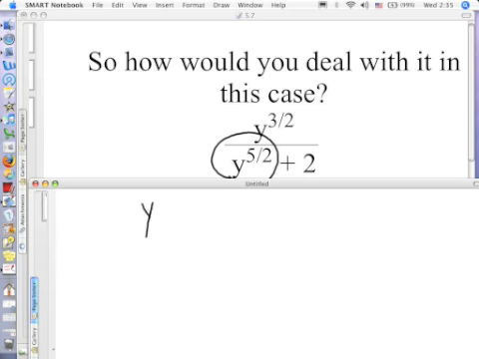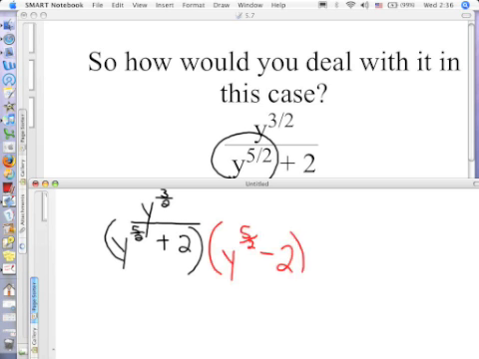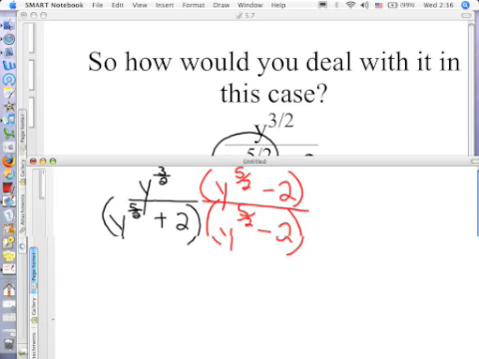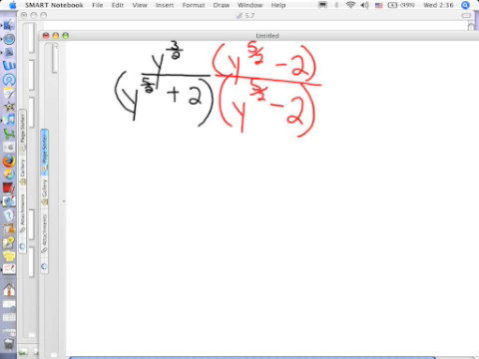We're going to take this fraction, and in order to remove the fractional exponent in the denominator, we're going to multiply it by y to the 5/2 minus 2. But whatever I do to the denominator, I have to do to the numerator to keep the fraction having the same value.